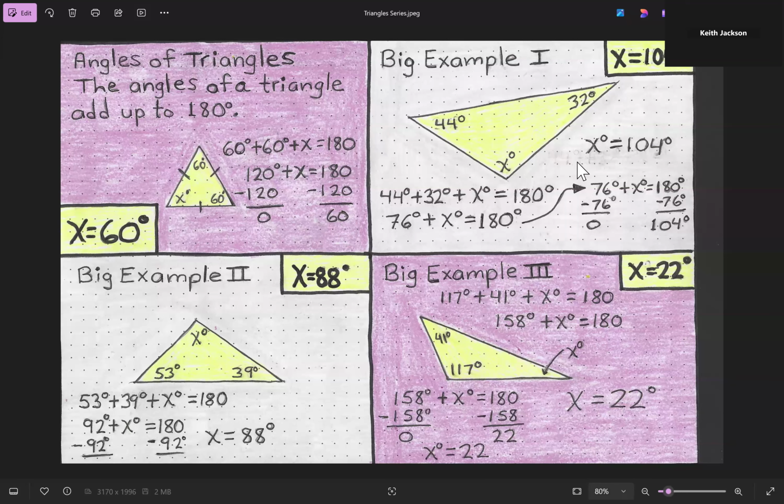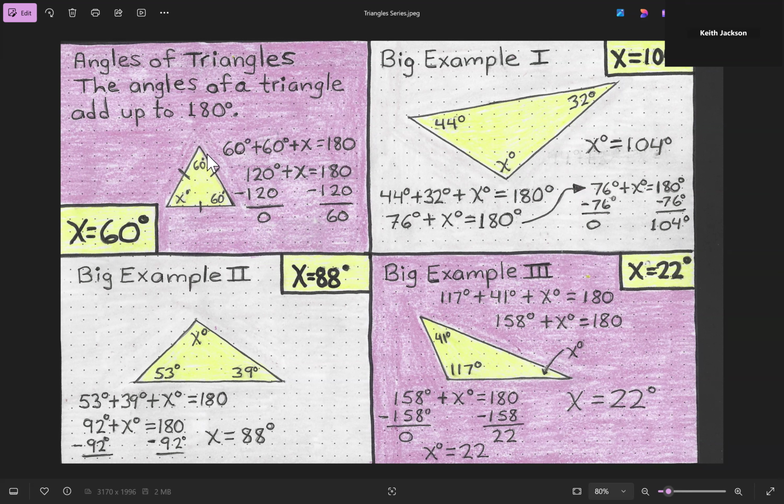In this video, we're going to determine the value of the unknown angle within a triangle. And the good news is that all the interior angles within a triangle must add up to 180 degrees. Now let's take a look at this illustration to help us better understand that.